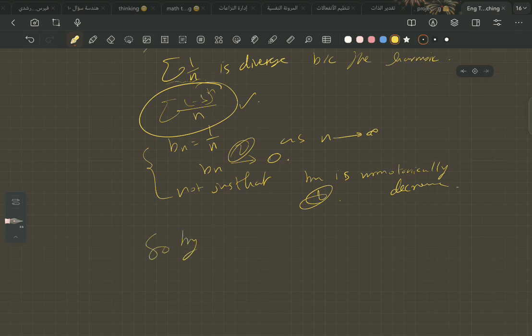So by the alternating series test, the sum of (-1)^n over n, as n goes from 1 to infinity, actually converges.